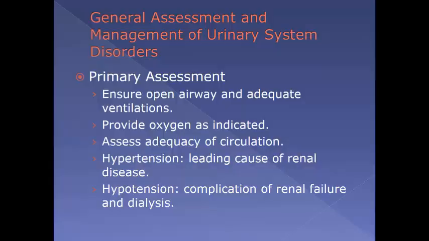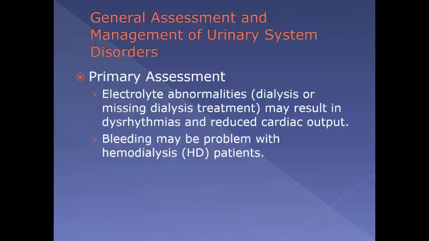So primary assessment, of course, we're going to make sure the airway is open and patent, and we're going to make sure they have adequate ventilations. If not, we will take steps to do so. We're going to give them oxygen if needed. We're going to make sure that they have adequate circulation. We're going to evaluate for hypertension and hypotension. Hypertension is often a cause of renal disease, and hypotension is often a complication of renal failure and dialysis, where they may pull too much fluid off.